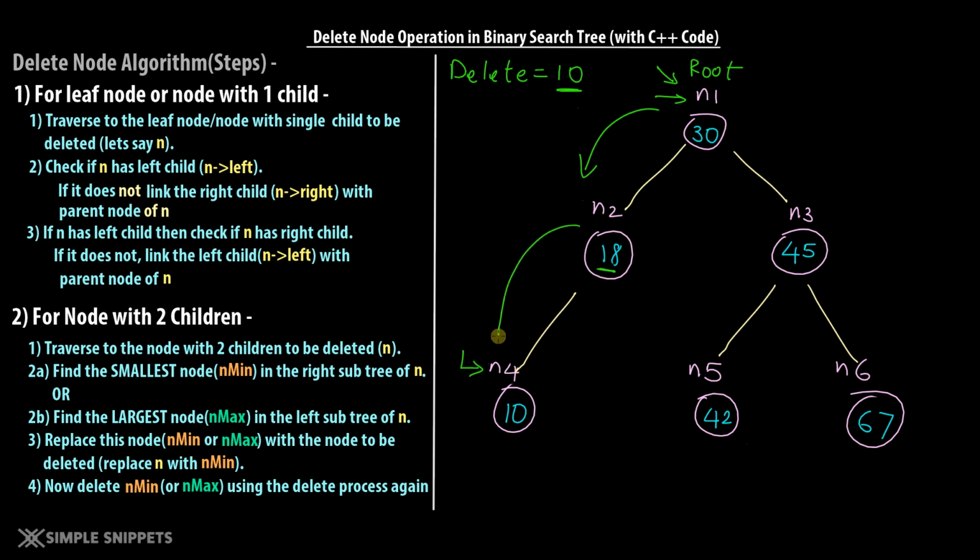So again, you'll go to the left of N2 and you'll arrive at N4. Now, when you arrive at N4, you'll get a match and then you can simply erase this entire node out. So this is the deletion process when it comes to deleting a leaf node. Now this looks pretty straightforward, right? Pretty plain and simple. You simply traverse to the leaf node and erase it out.